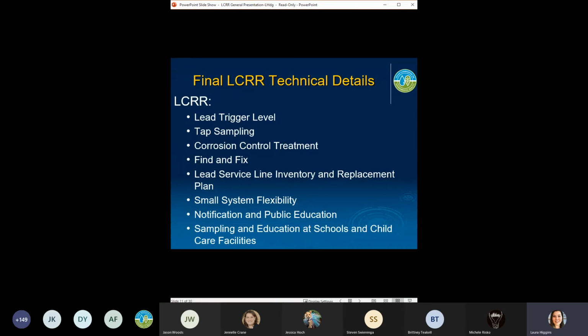So now I want to touch on some of the other technical details within the Lead and Copper Rule Revisions, such as the lead trigger level, tap sampling, corrosion control treatment, find and fix, lead service line inventory and replacement plan, small system flexibility, notification and public education, and again, the sampling and education at schools and child care facilities.